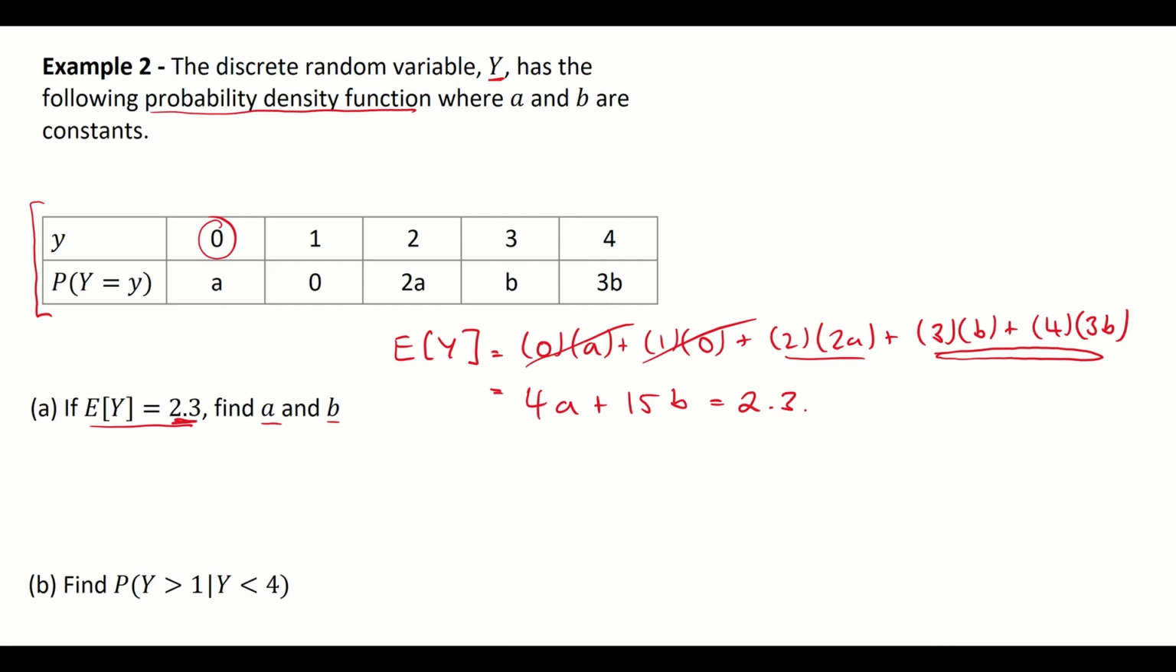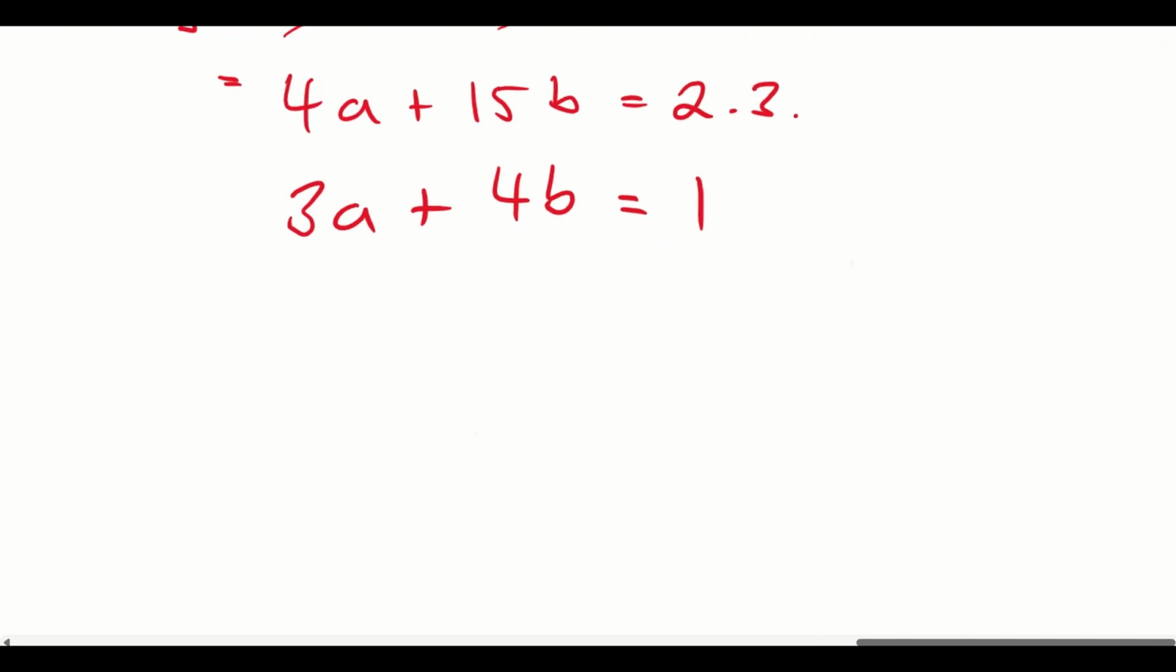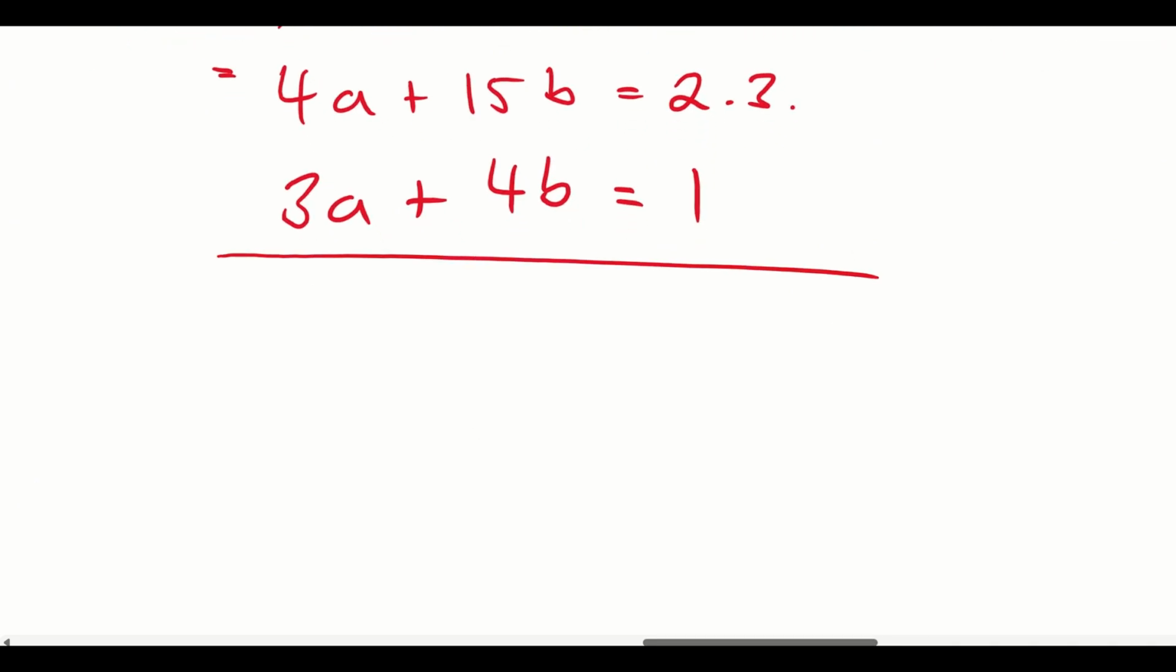So I'm going to need to generate another equation from somewhere. And I can do that because it's a probability density function. All of these probabilities have to equal 1. So if I add all of these up, so add all of my a's, I just get 3a. And I add all of my b's, I just get 4b. That has to be equal to 1. And so now I'm just solving a set of simultaneous equations. So if we come down and we have a look at this, if I subtract one equation away from the other, so I end up with just a and 11b and 1.3, then I can get an expression for what a is in terms of b.